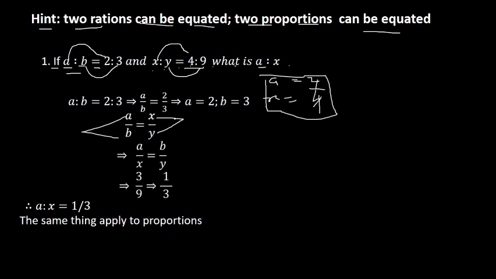We're now going to rearrange. If we rearrange, what we are going to get is a over x is equal to b over y. So in order to find a over x, we need to find b over y. So what is b? b is equal to 3, y is equal to 9. That's the reason why a over x is equal to 1 over 3, not 2 over 4. You have now seen what I'm talking about.